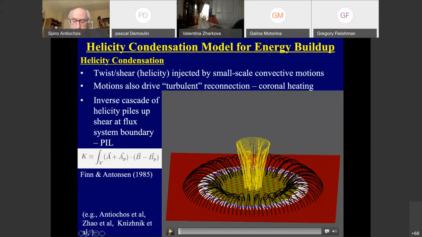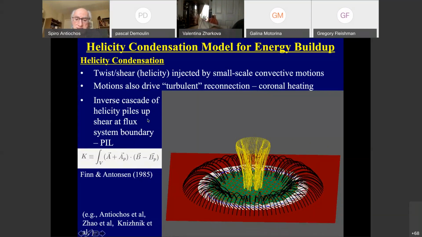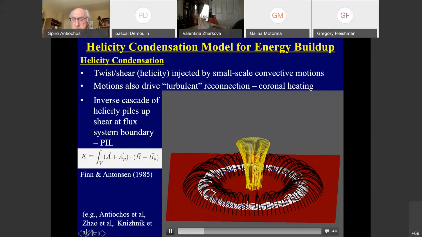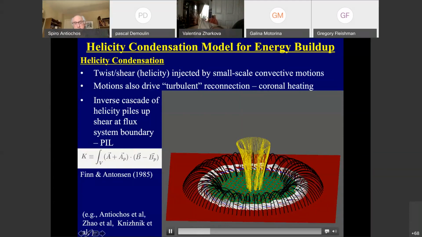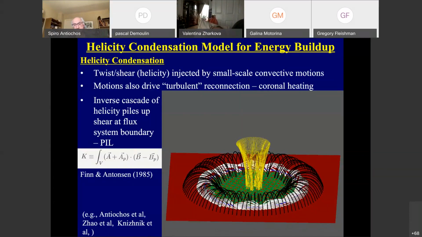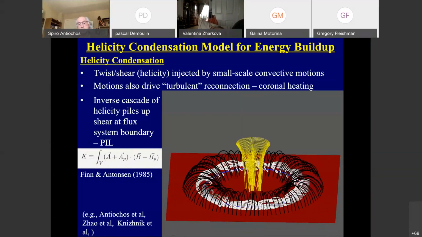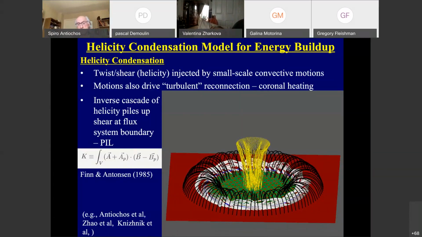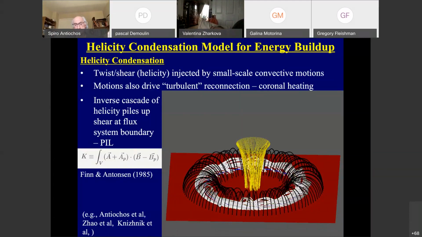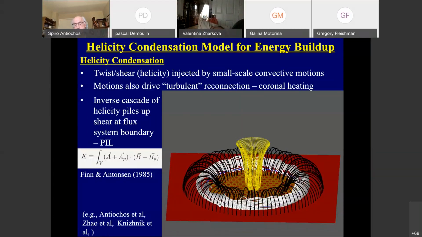What you find is that after a while, this helicity, yes indeed, because of the reconnection and this inverse cascade, winds up piling up along the polarity inversion line. So after a while, these random motions build up a sheared filament channel, exactly as you see in the sun. And the interesting thing about this is that it is a ubiquitous process. It doesn't care how big, how old, how small the polarity inversion line is. It'll always build up this sheared arcade as long as you have a net helicity injected by the motions.